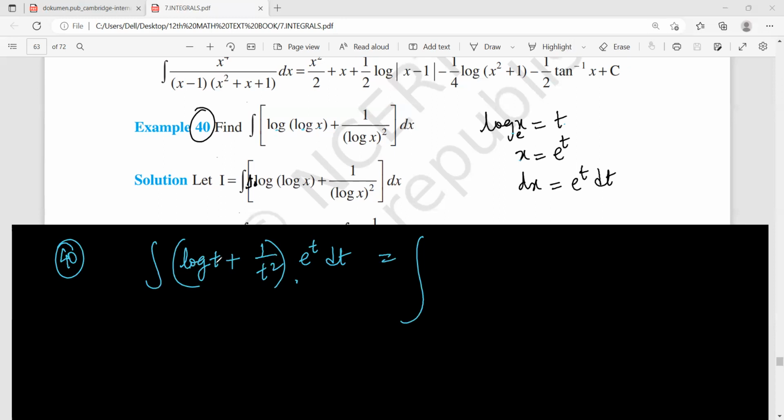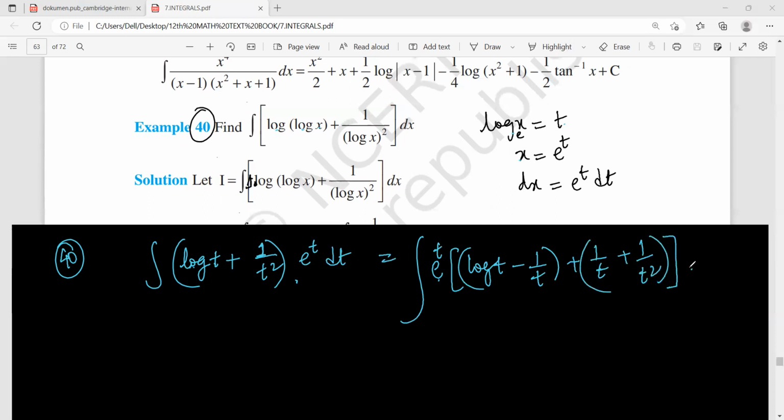Now log t, what is the differentiation of log t? One by t. Good. So what I will do is, e power t, I have e power t f of t. So log t, I do log t minus 1 by t, and I'll add plus 1 by t, plus 1 by t square.